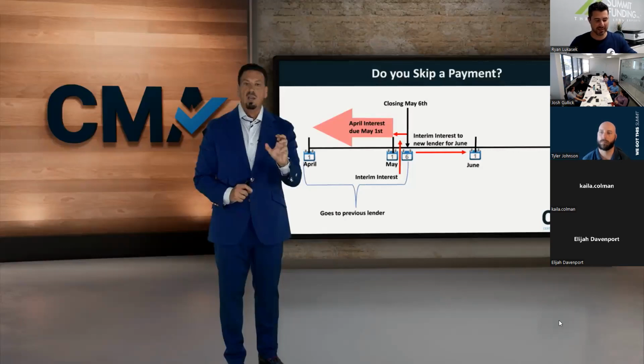So this is the same thing as prepaid interest on a purchase, but now you have to pay the interim interest as well. Yeah, exactly. So when you have a payoff quote, your payoff quote is usually through a certain period. So let's say they haven't made their May 1st payment.